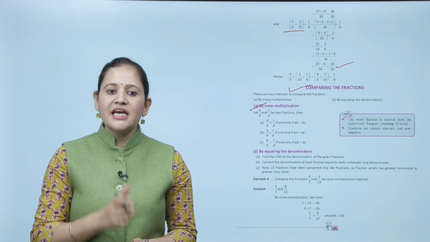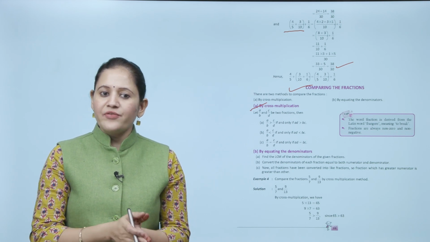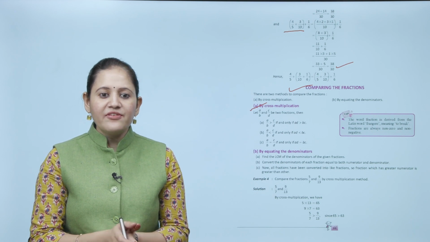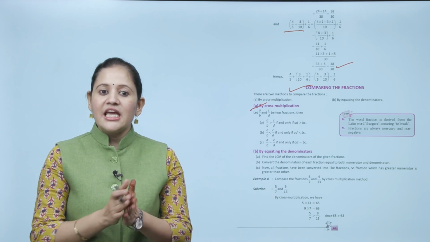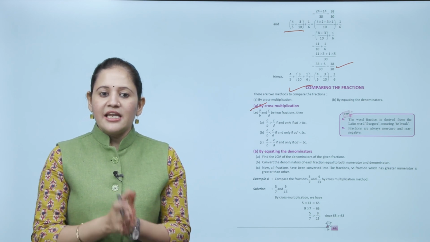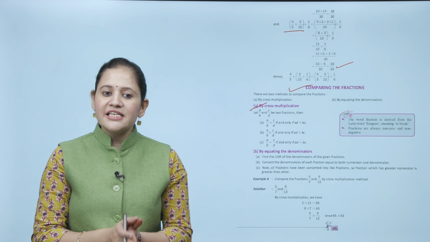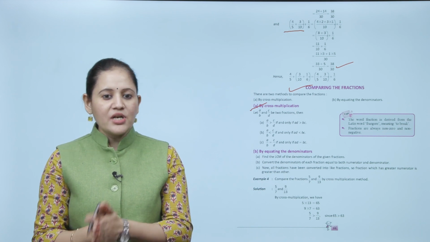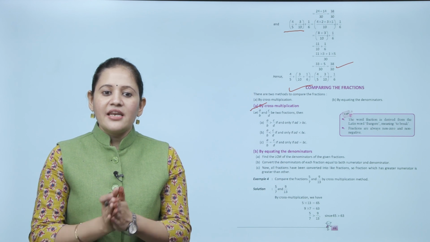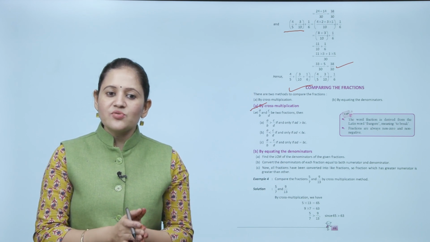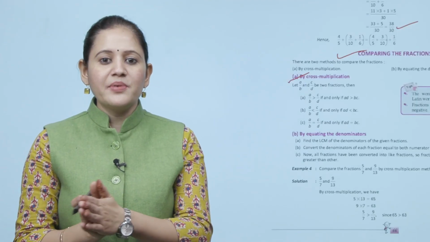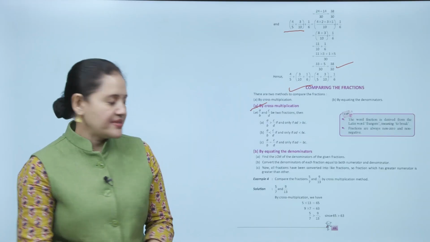Let a upon b and c upon d be two fractions. Then a upon b is greater than c upon d if and only if a into d is greater than b into c. Next, a upon b is less than c upon d if and only if a into d is less than b into c. Next, a upon b equals to c upon d if and only if a into d equals to b into c.